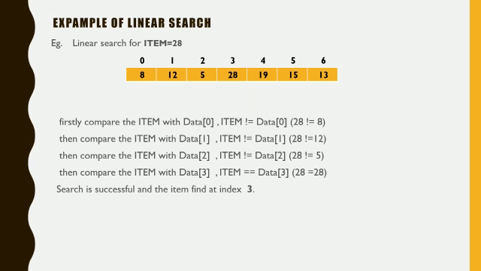Then move and compare the 28 with data of 2, that is 5. Here 28 is not equals to 5. Then compare item with data of 3. Here 28 is equals to 28. Our search is successful, and write the index of the element, that is 3.